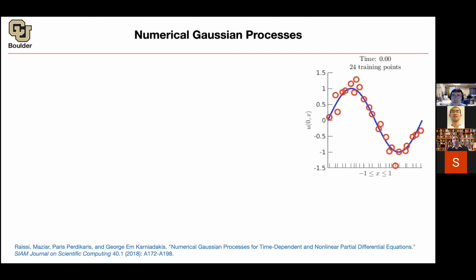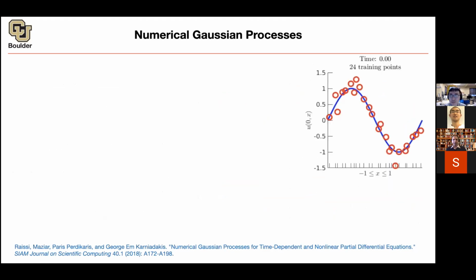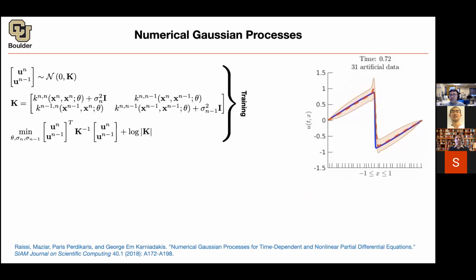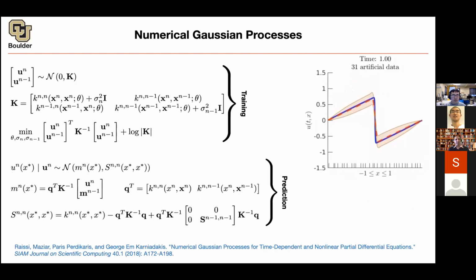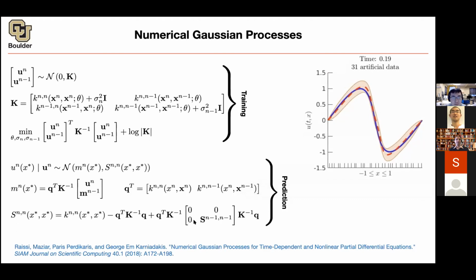There is a one-to-one correspondence between Kalman filters and numerical Gaussian processes, but Kalman filters are for finite dimensional systems, ODEs. This is for infinite dimensional systems, space of functions, partial differential equations, okay? If you write down the math, there is a one-to-one correspondence. Especially when you see the prediction, there is a one-to-one correspondence between the math of Kalman filters and the math of numerical Gaussian processes. But this is for infinite dimensions.